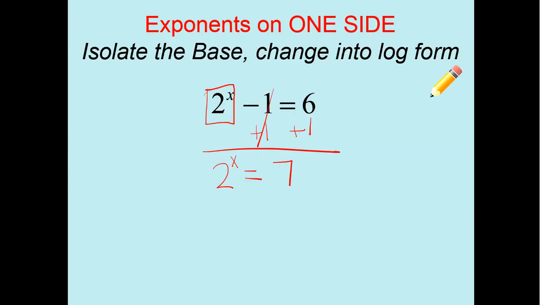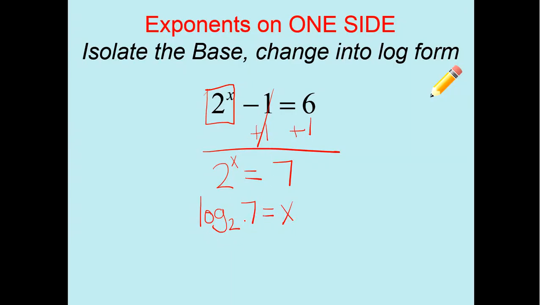I cannot get x alone. So what I'm now going to do, guys, is go to log form. So it'd be log base 2 of 7 equals x. Because remember, for log form, the question we're asking ourselves is, what exponent on the base of 2 would give me 7? Ultimately, that's what we were asking, right? So, log base 2 of 7 equals x.